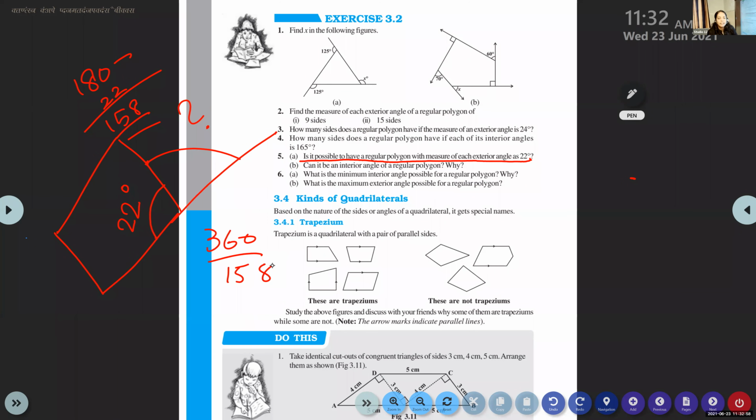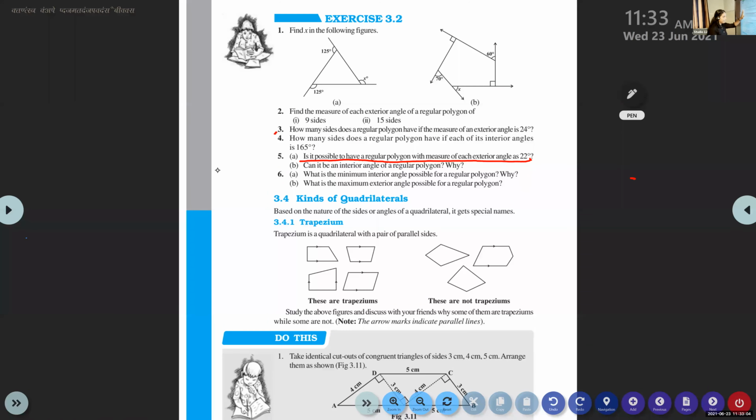Clear, children? Yes, ma'am. If 360 can be divided, only then it will be an exterior angle. It will be a polygon. Otherwise, it will not be a regular polygon. Such kind of polygons will not exist. Is it okay, children?